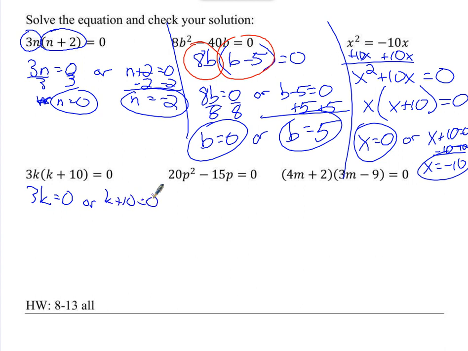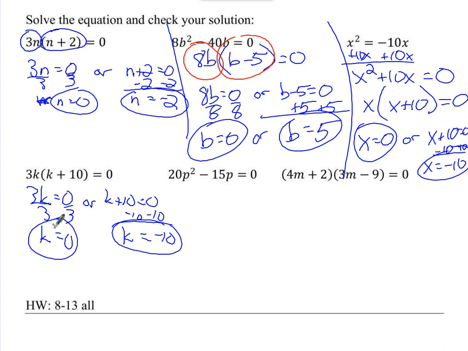Good. And what do we do on the first one? Just solving for k, we divide both sides by 3. K equals 0. What do we do on the second one? Subtract 10 from both sides. Again, just solving for k. K equals what? Negative 10. We have two answers here. Done.